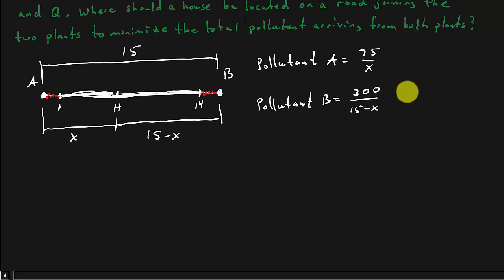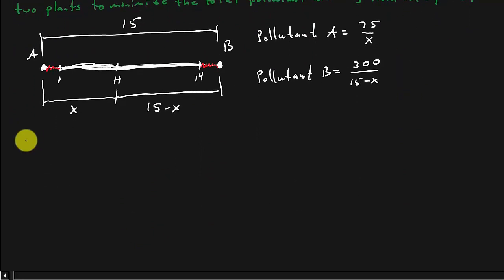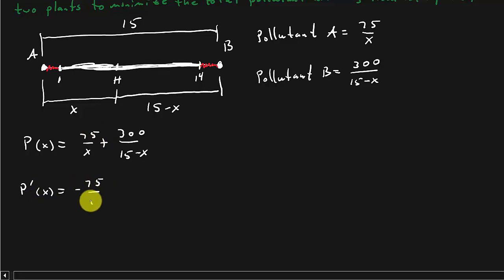Okay. All right. So the total pollutant, if we add the two, that's 75 over X plus 300 over 15 minus X. Now, we take the derivative, P prime. So remember, I told you the derivative of that is negative 75 over X squared. Now we need the derivative of this. And this is one of those ones where, well, just go to the side.